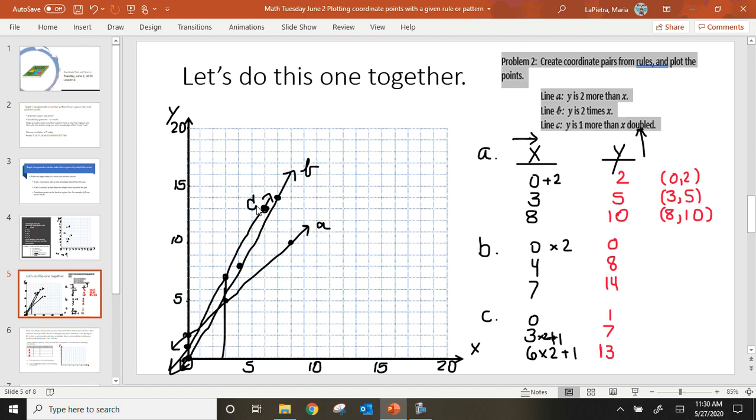So we recognized what the rule was for A, B, and C. We figured out what the y was. We plotted our points, x and y, and we connected our dots to make our lines. Okay, moving along.